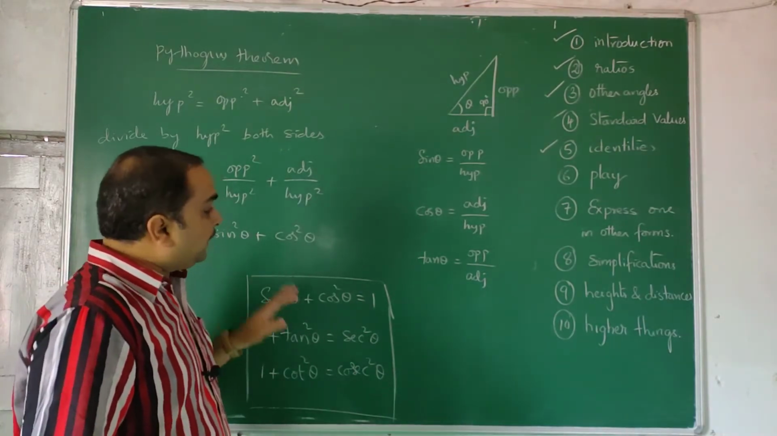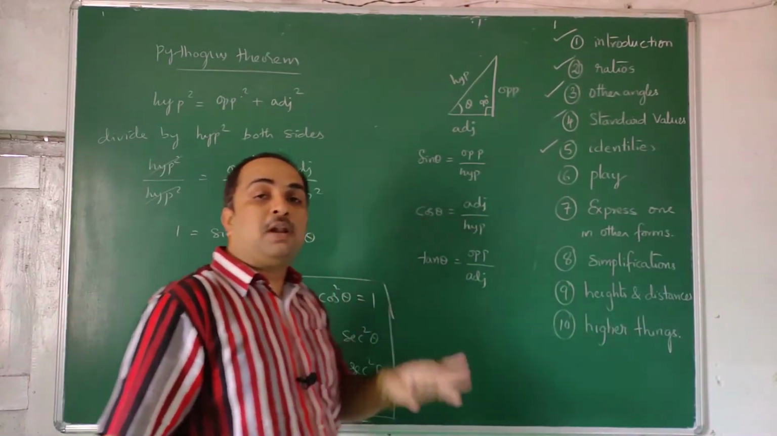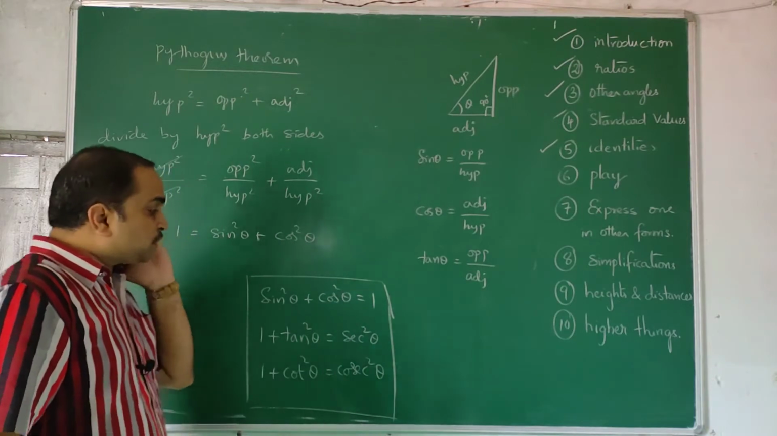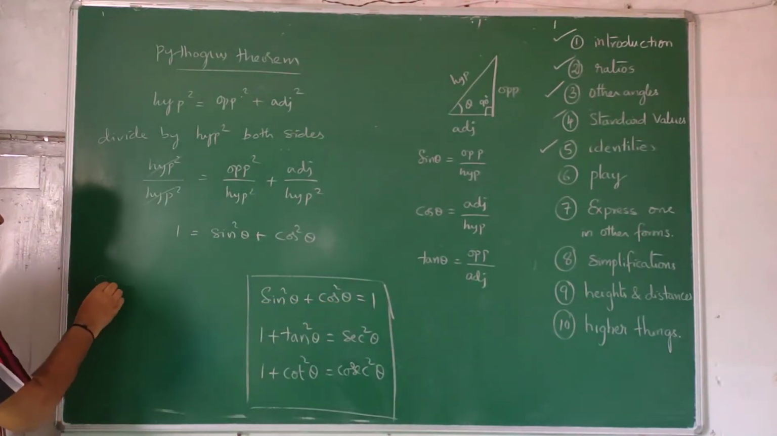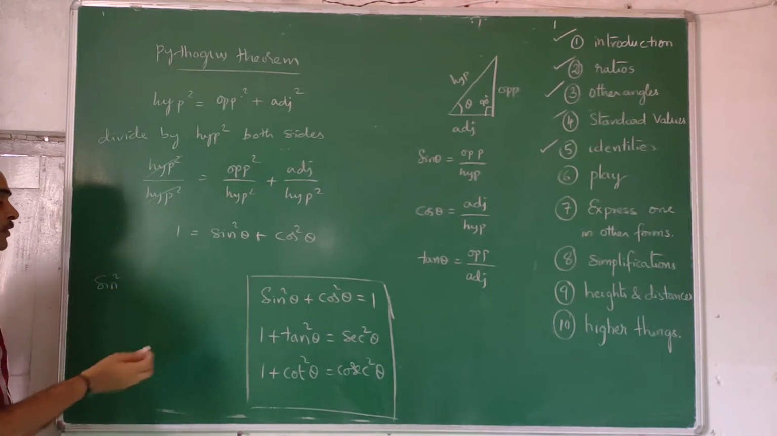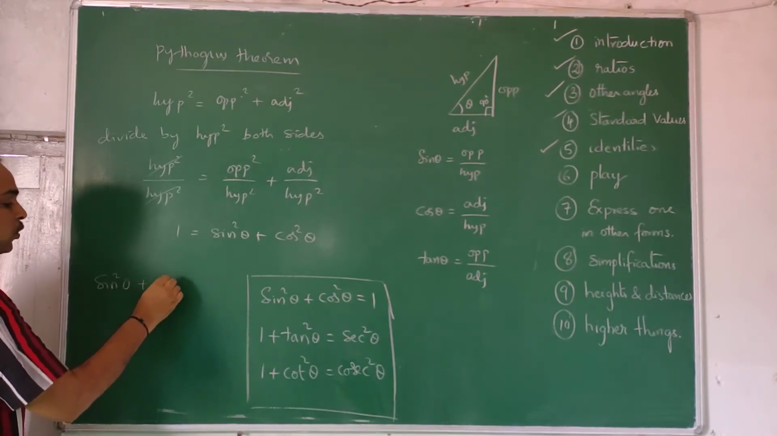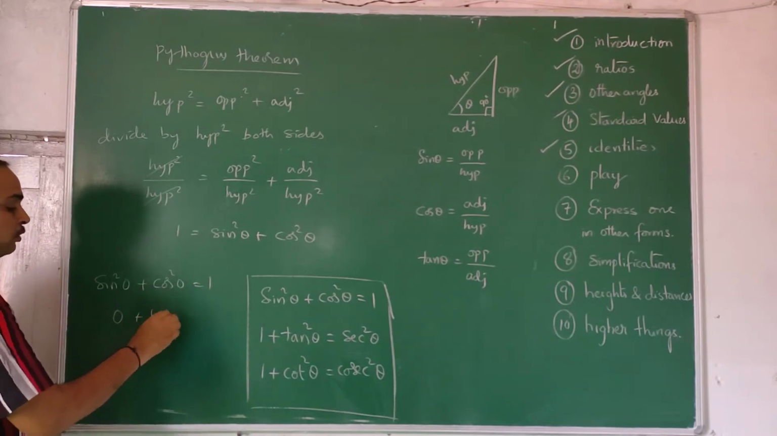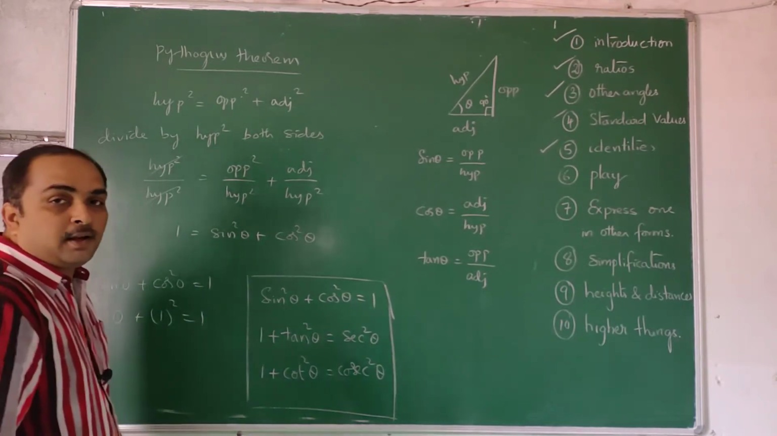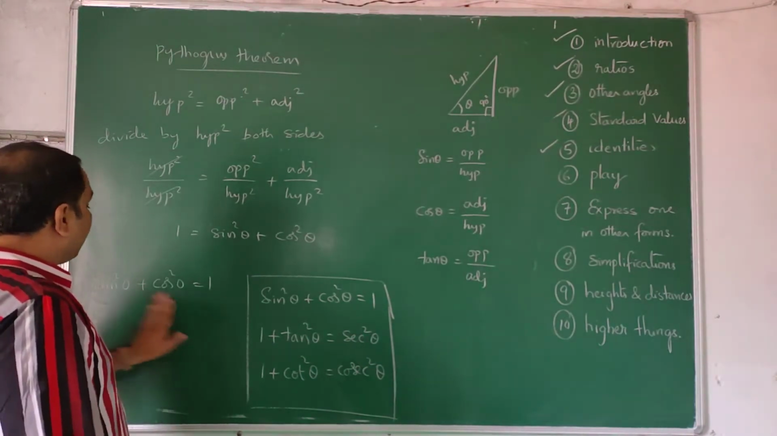Remember it blindly. These are identities and applicable for all angles. If you want to make a check, you can apply some value. Take both theta the same. Sine square theta plus cos square theta is equal to 1 or not. Sine 0 is 0, cos 0 is 1, whole square, 1. It's working. Not only this, everyone you can check it.